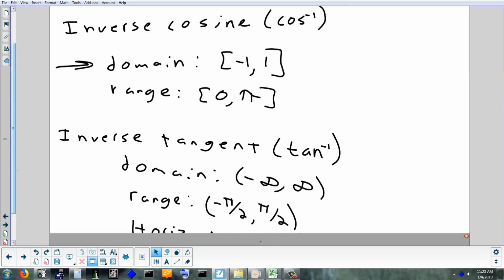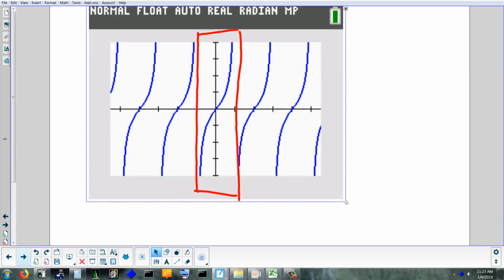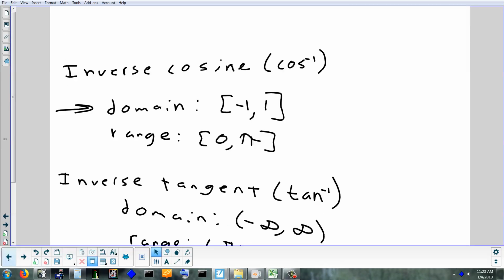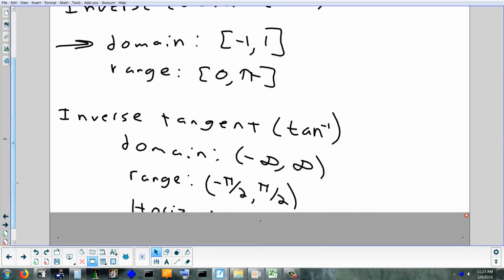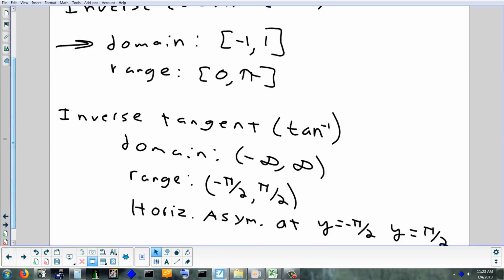Now, domain, a little different than sine and cosine. The range of the original is negative infinity to infinity. It goes up and down forever. While in the inverse, it's not going to go up and down forever. It's going to go left and right forever. It's going to switch. So I'll graph that so you can see it. But you're going to have horizontal asymptotes exactly where you would have had vertical. They would have been at negative pi over 2 and pi over 2. They're still at negative pi over 2 and pi over 2. They're just not vertical anymore. They're horizontal.